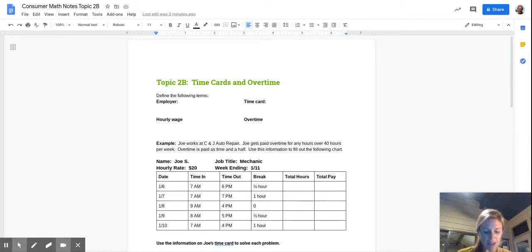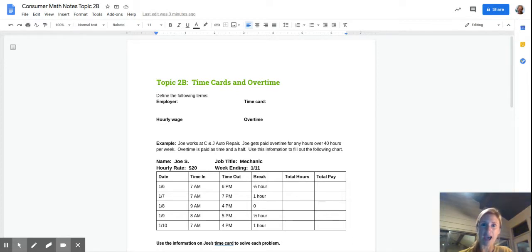And then overtime is the number of hours worked beyond whatever a full-time schedule is. So usually once you're out of school, 40 hours a week is considered a full-time schedule. So any hours over 40, you usually get paid more. That's called overtime. Sometimes you get paid double. Sometimes you get paid what's called time and a half. So let's say you get paid $10 an hour for every hour. Once you hit 40 hours, now you're getting overtime.